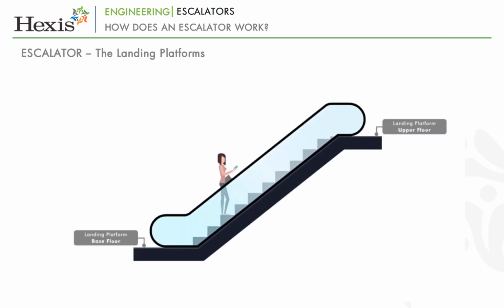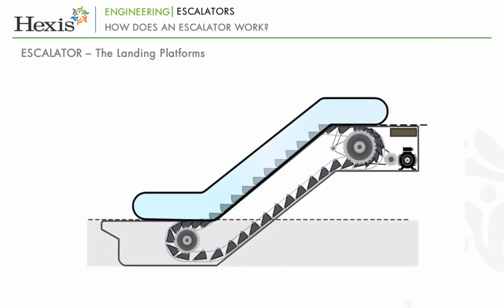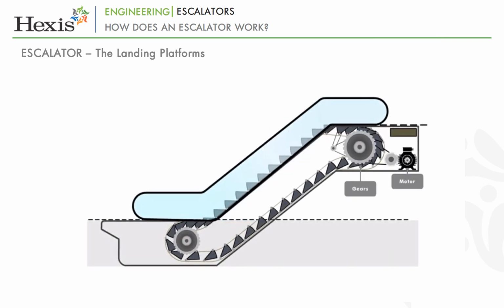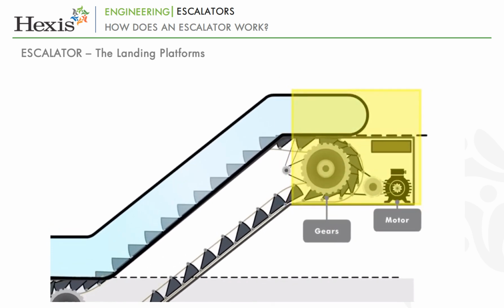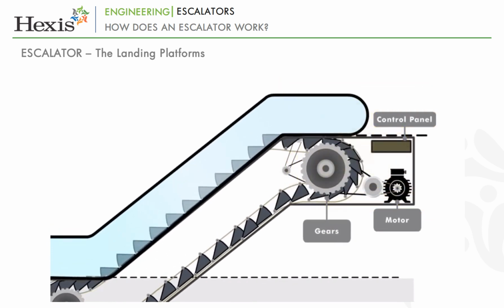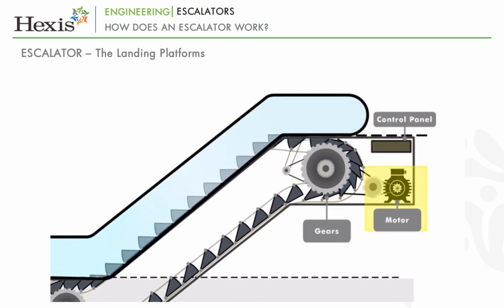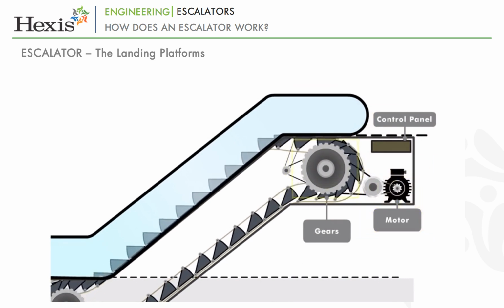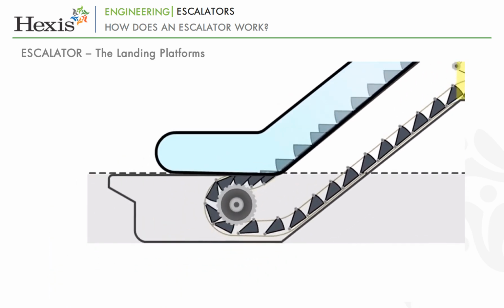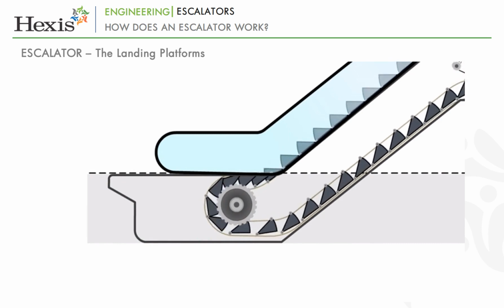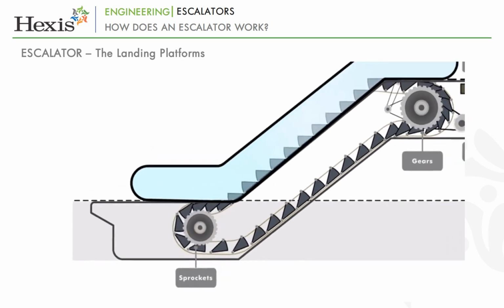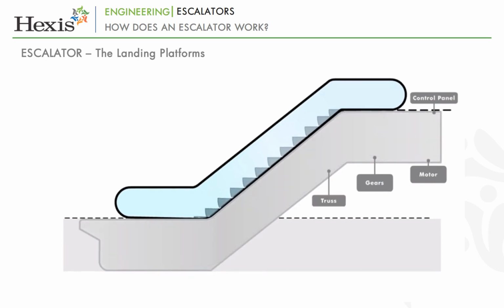There are two landing platforms that house the curved sections of the tracks as well as the gears and motors that drive the stairs. The top or upper landing platform contains the control panel, motor assembly with the electromagnetic brake and the main drive gear, while the bottom or lower landing platform holds the step return idler sprockets. These sections also anchor the ends of the escalator truss.